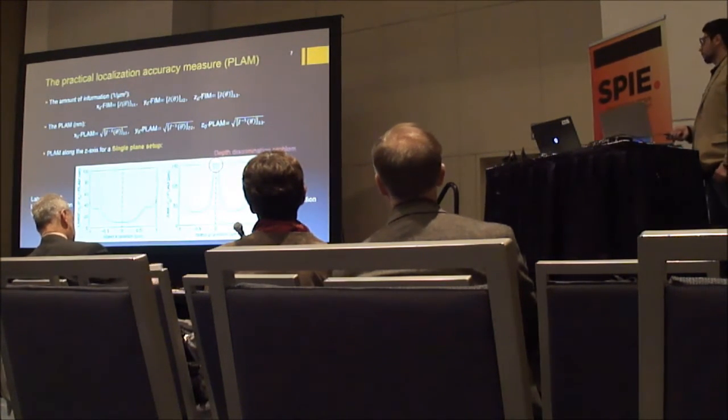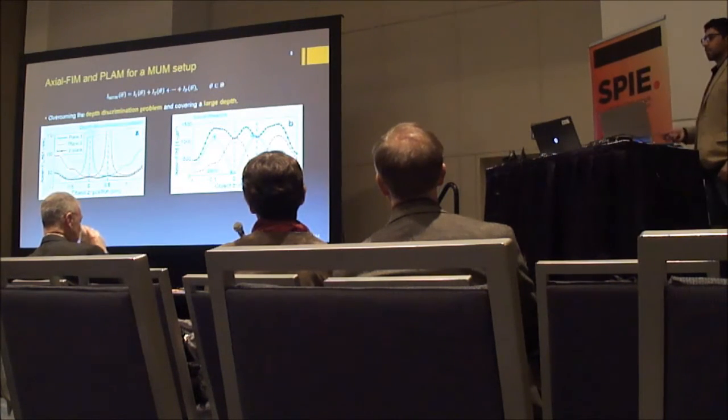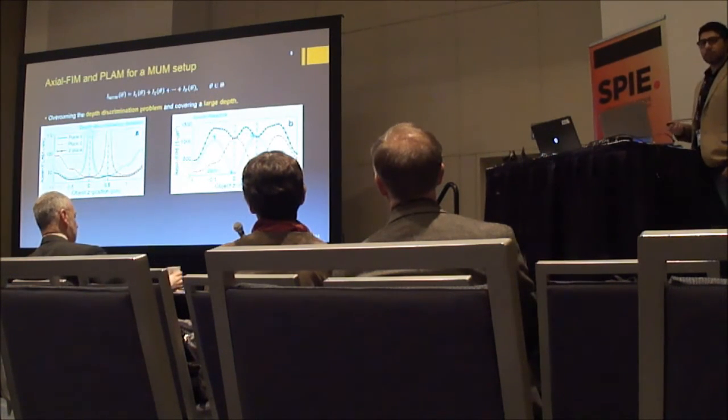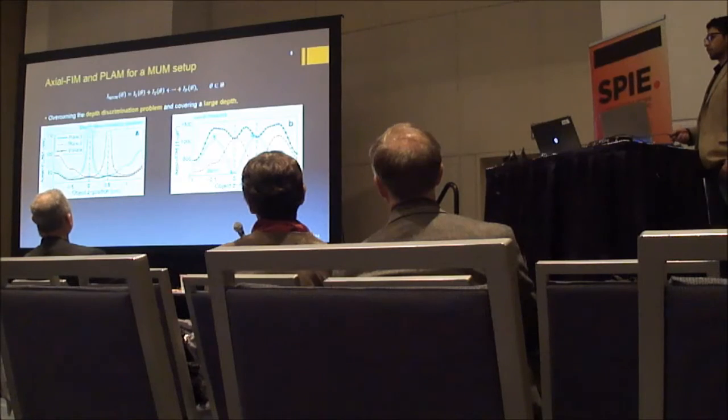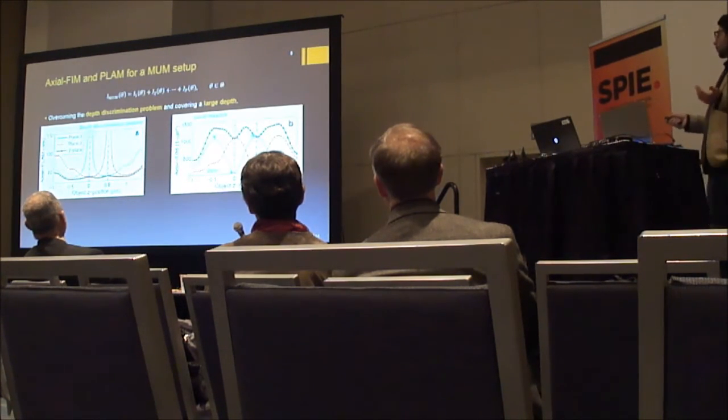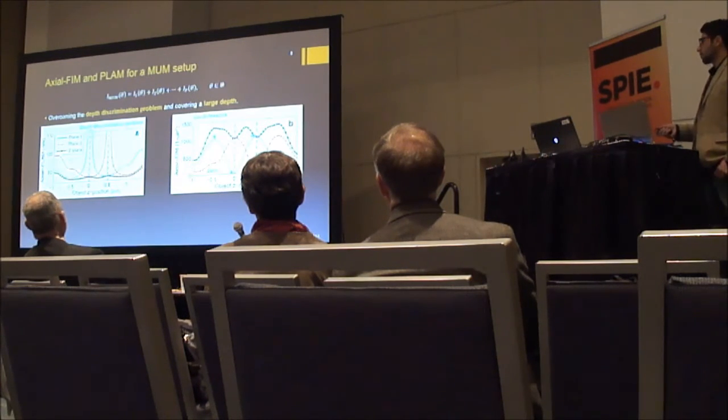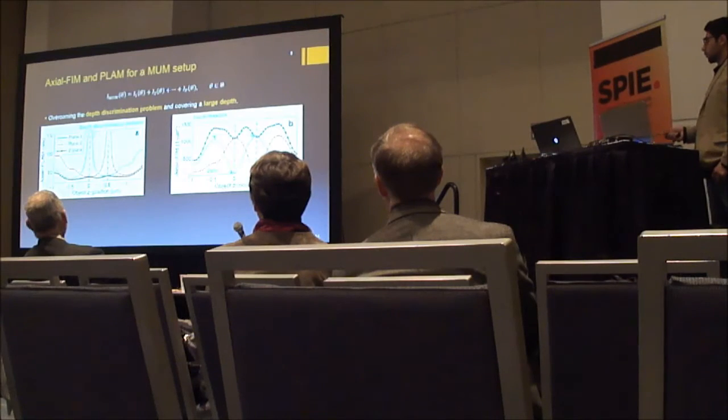So this was for a single plane setup, but how do we do it for a MOM setup? It's very simple, considering the fact that the data acquisition at each focal plane is statistically independent of the other planes. So we can simply express our FIM for a MOM setup as the sum of the FIMs of the individual planes. Using this, we can show that the MOM can overcome the depth discrimination problem, and it can cover a large depth, which is shown in panel A right here.